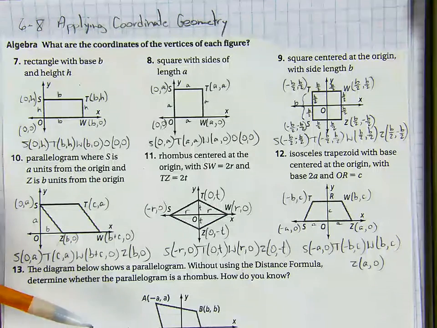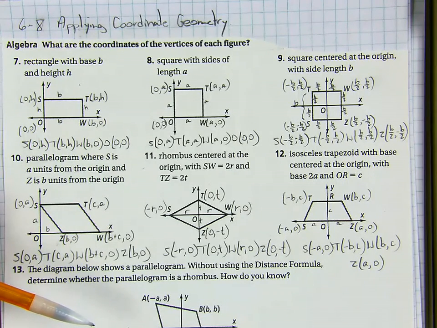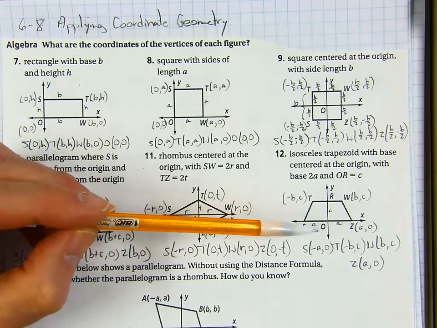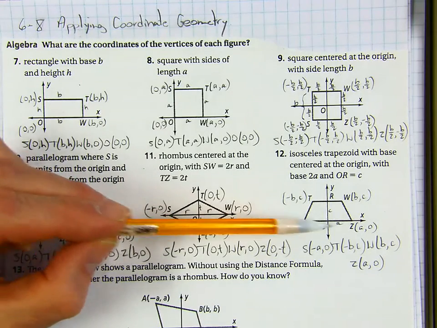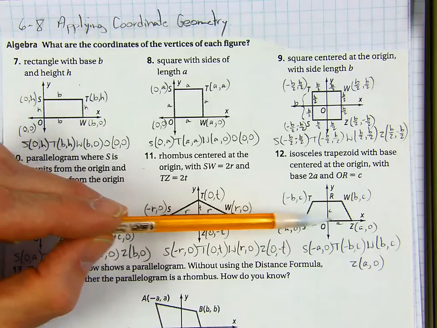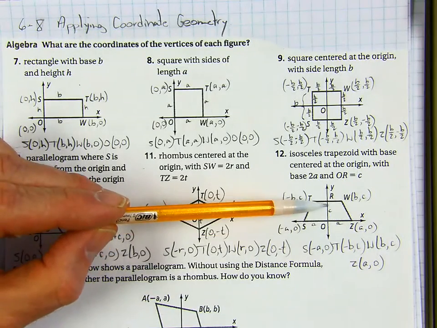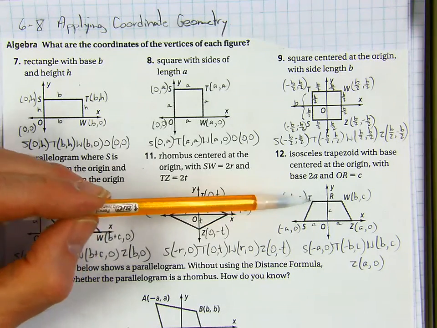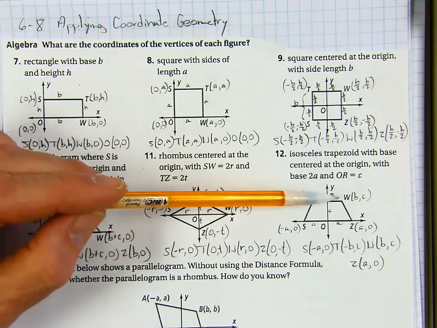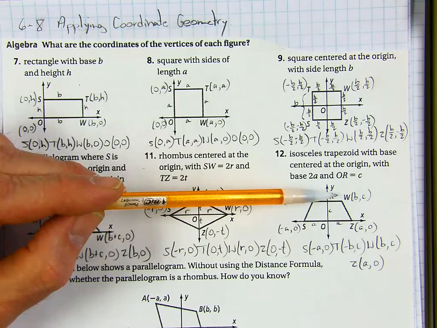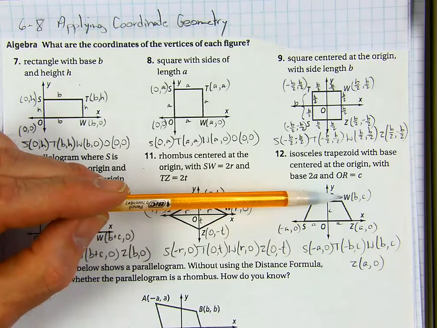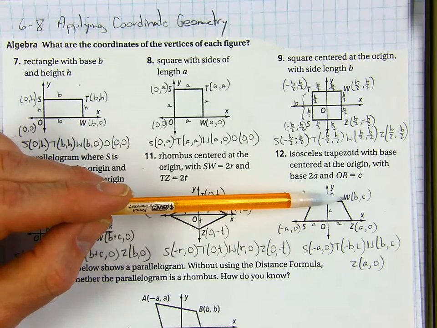Okay. And the next one, an isosceles trapezoid with a base centered at the origin, with base 2A, and OR is C. So this was 2A, that was the base. So that means it's A, and it's centered at the origin, so it's been bisected. And this goes up C. Now, they didn't tell us this base, but of course, I'm naming it, saying that it's basically 2B. That's how long that base would be.